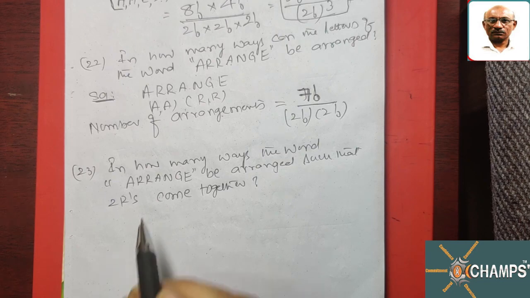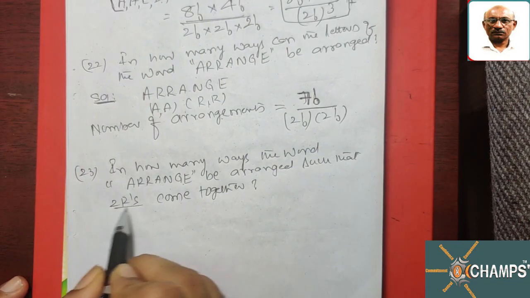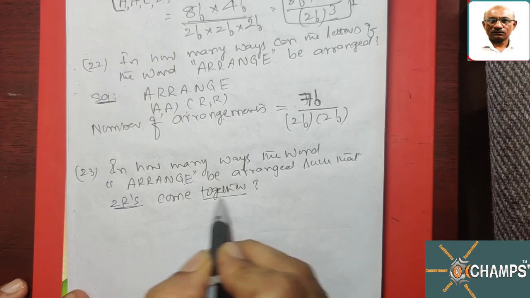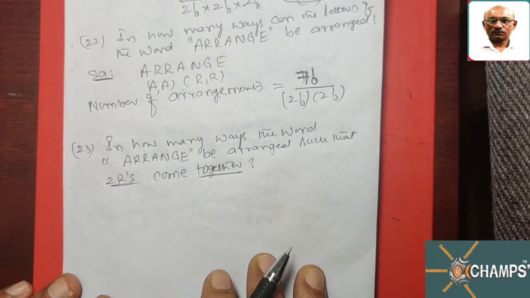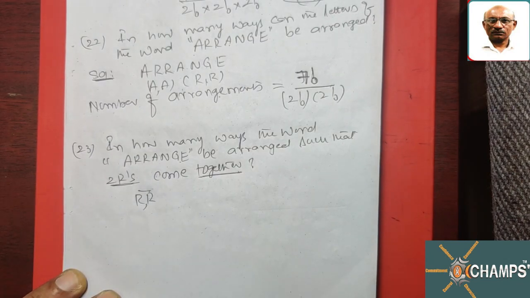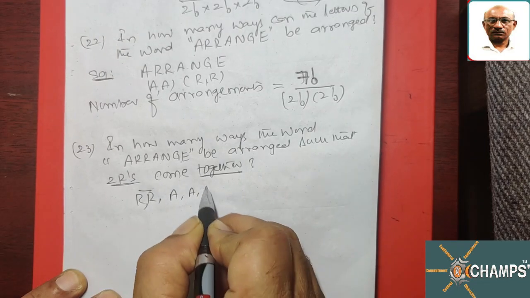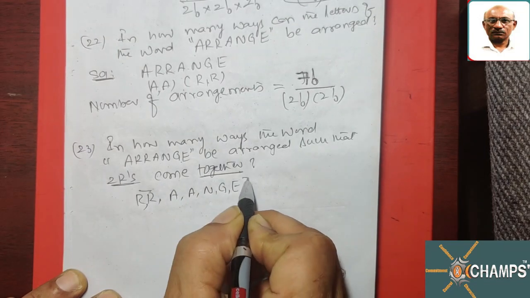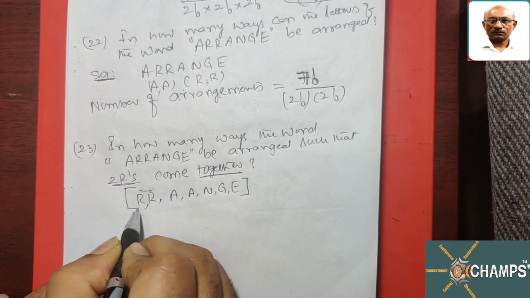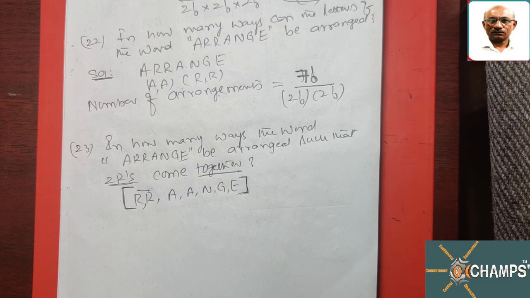It is word building with repetition plus one more restriction. Two R's come together. Whenever it is together, remember two brackets you have to use. In one bracket, you keep all those letters which you want together. Then write the other letters A, N, G, E. And again, two brackets also. One is the square bracket, the other one is the small bracket.